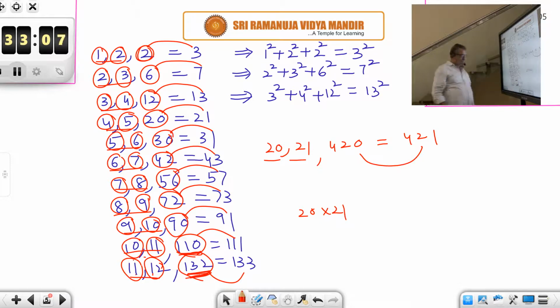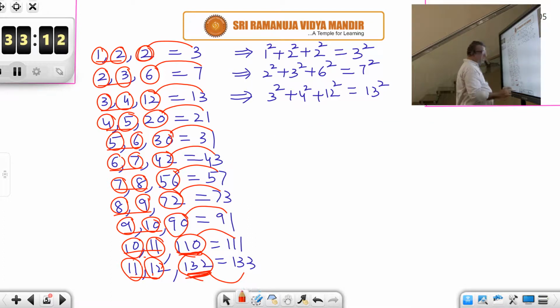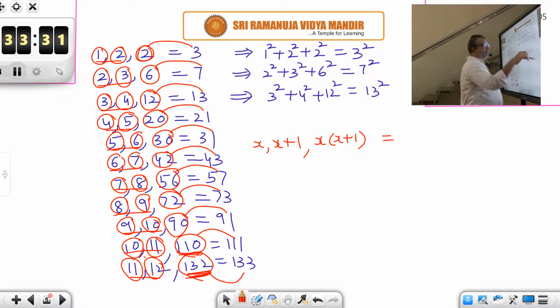This way, let us generalize this. Suppose the first number is x. What is the next number? x plus 1. What is the third number? Their product, x into x plus 1. And what is the right side number? Last number plus 1: x into x plus 1, plus 1.